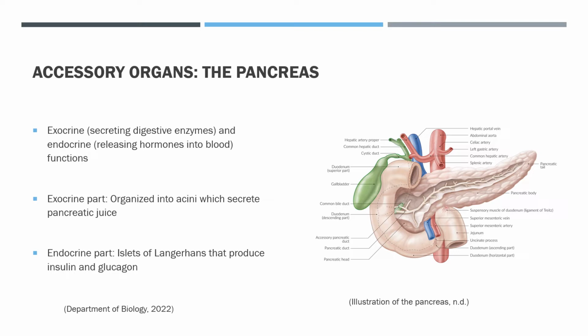Scattered throughout the exocrine acini are small endocrine cells called the islets of Langerhans. These cells produce hormones such as insulin and glucagon, which control glucose levels in the blood.